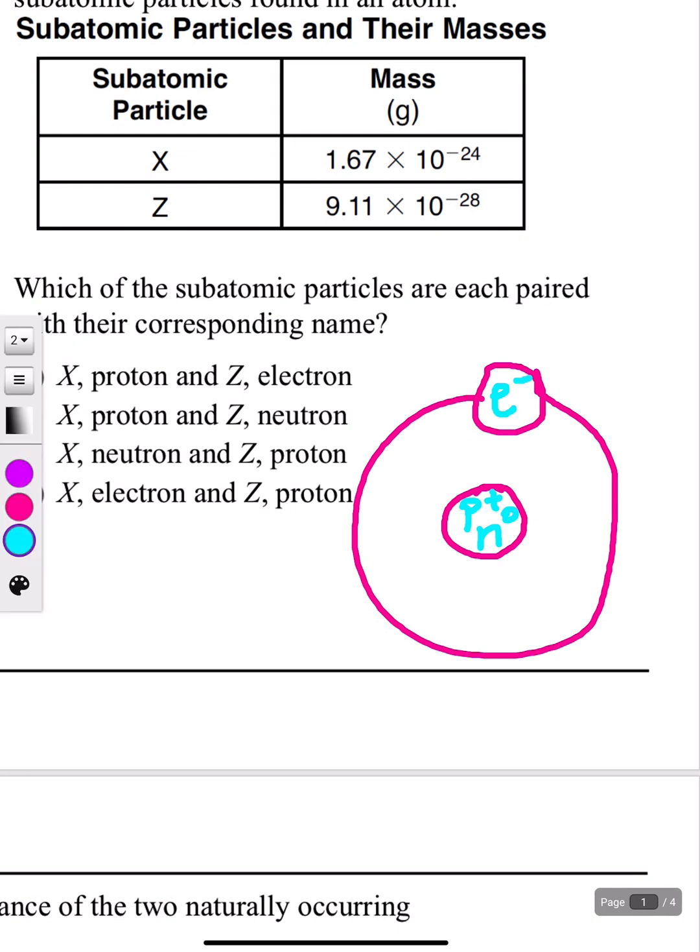So now, if you were to label these, if you were to choose one of these and say which one is the electron, choose the smaller one to represent the electron, right?